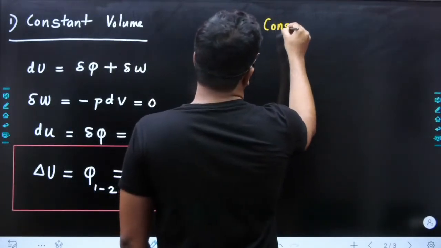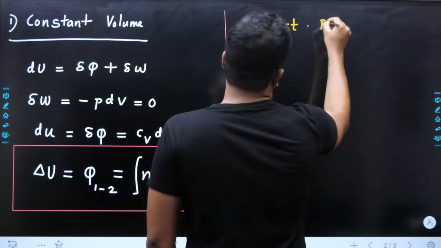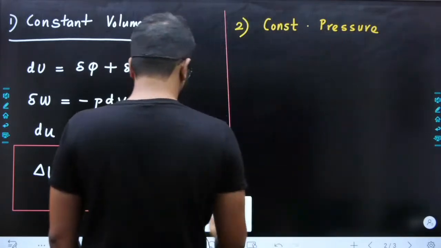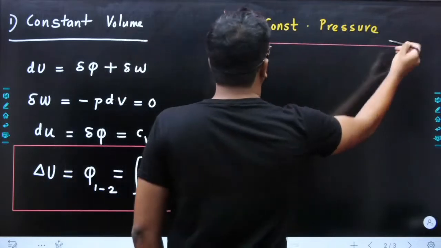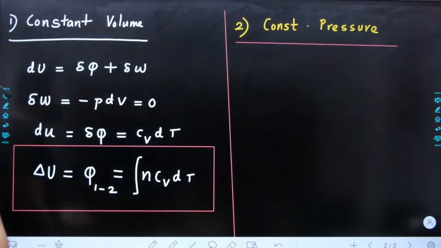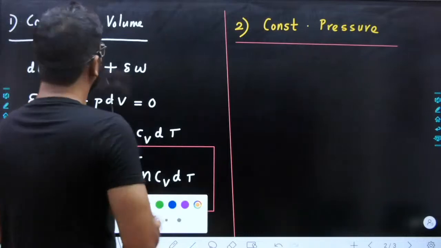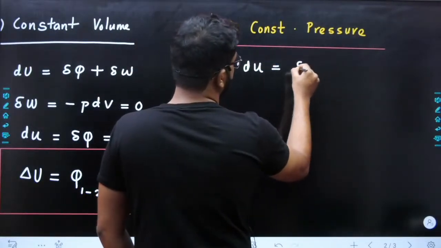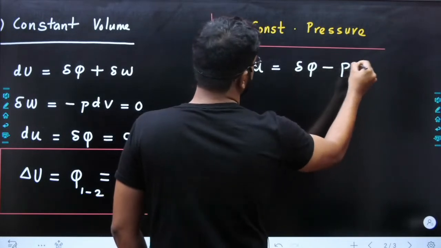Constant volume is done. So the second type of system is constant pressure system or isobaric system. Okay, isobaric system. So what is the speciality of isobaric system? We will see isobaric system also. dU is equal to, we are going to write the same equation, del Q minus PdV.